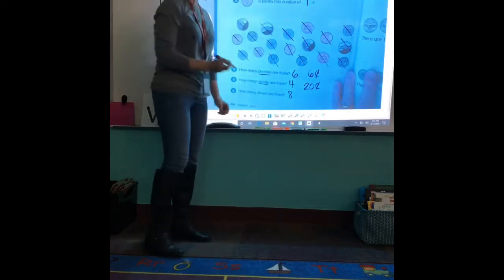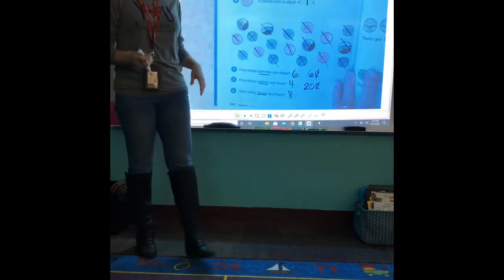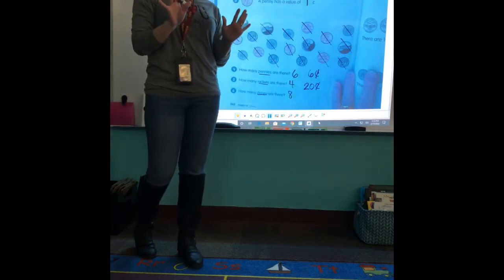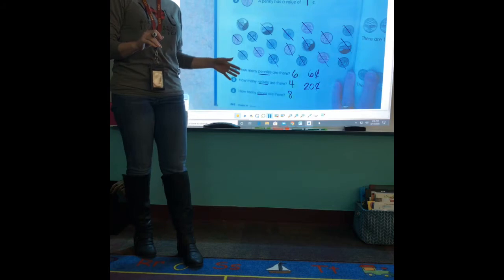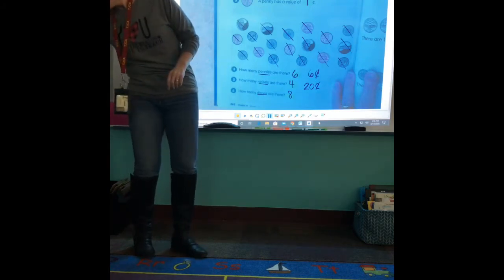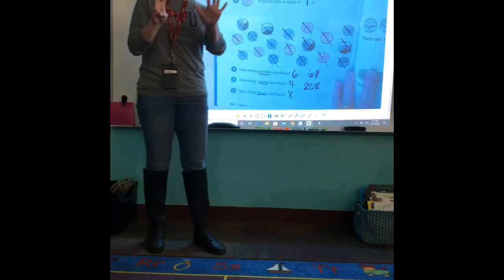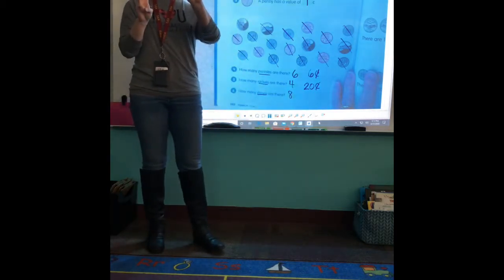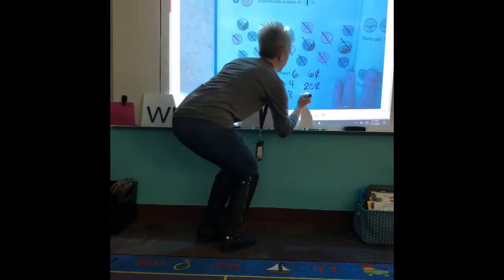8 dimes. Now we know dimes are worth 10 cents. So when we count our dimes to see how much money we have in dimes, we're going to skip count by tens. So we have 8 dimes: 10, 20, 30, 40, 50, 60, 70, 80. 80 cents in dimes.